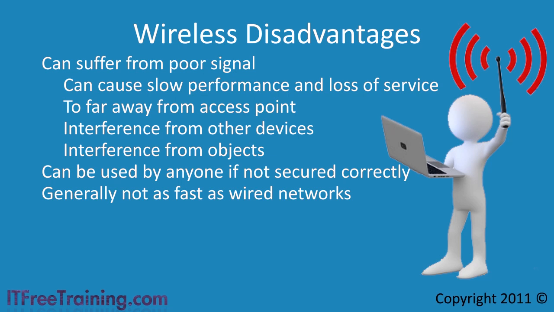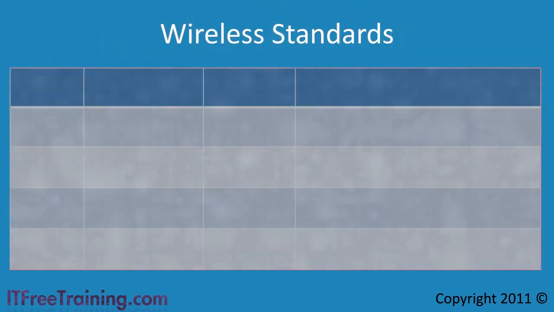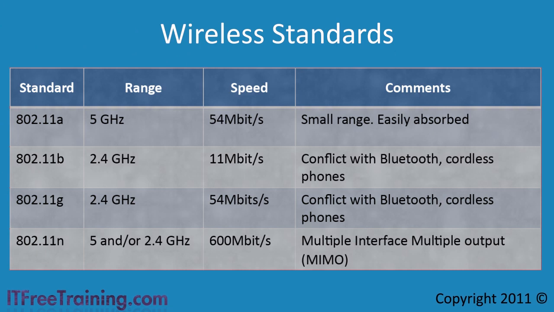The speed of wireless networks has improved over the years, but wired networks are still the king when it comes to high transfer rates. When looking at wireless, there are a number of standards. Each standard starts with 802.11, followed by a letter. The first standard is 802.11a. This uses the 5 GHz range. This allows speeds up to 54 megabits per second over a small range. This is because the 5 GHz range is easily absorbed by anything in the way, such as cabinets or even walls and doors.